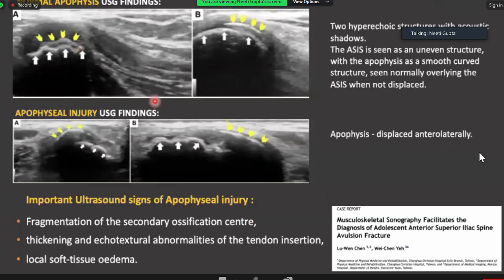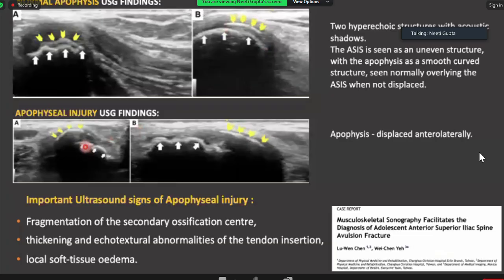This is a normal ASIS apophysis in which we can see two hyperechoic structures. The uneven structure is the subchondral plate, and the smooth curved structure is the apophysis, which is seen normally overlapping the ASIS when it is not displaced.